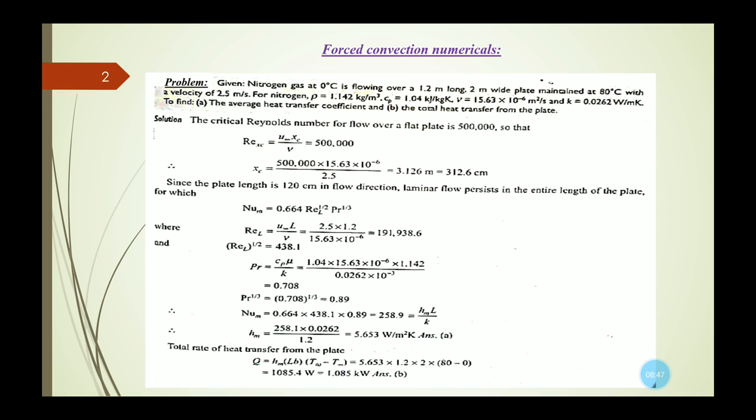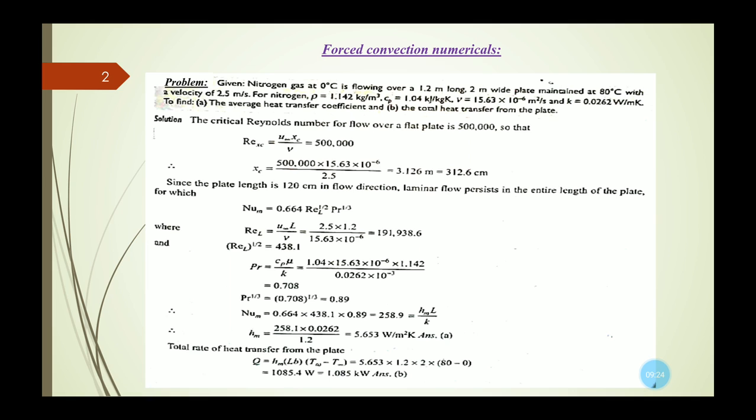From this formula, as we know, L is the total length of the plate, which is given as 1.2 meter, and k is given as 0.0262. So putting all these values, we can calculate the value of the average heat transfer coefficient, which we are getting as 5.653 watt per meter square Kelvin. So this is the answer of the first part of this numerical, where we have calculated the average heat transfer coefficient value.